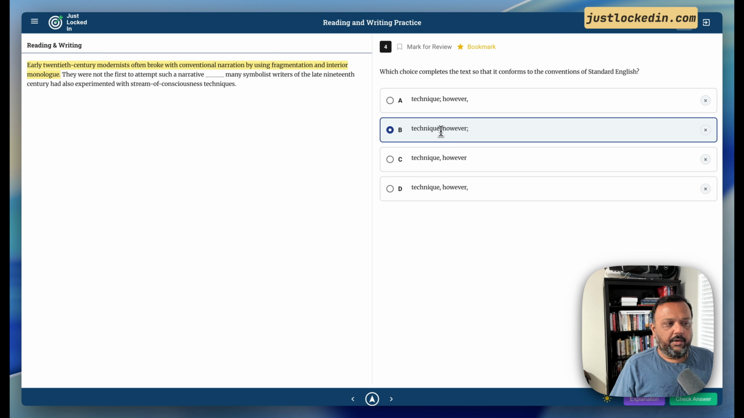Okay, a very clear usage would have been to put "however" in the front, or maybe add it as a parenthetical. After. It's not a parenthetical, but add it as an enhancement here. Like, they were not, however, the first attempt to attempt such a narrative. Okay, so you could have added it there.